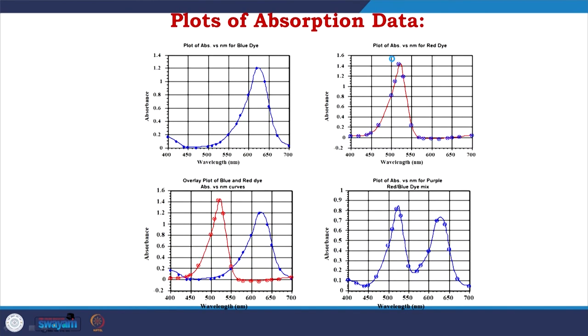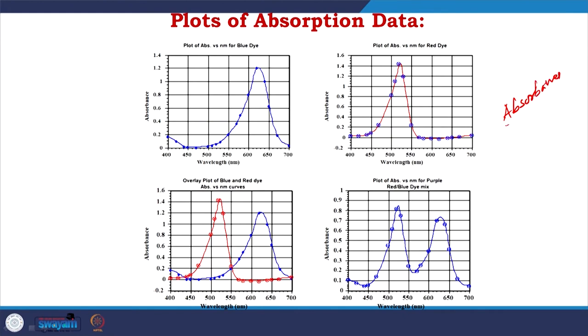Suppose this is a plot of absorption data. You have a plot of the blue dye and a plot of the red dye. Now, you overlay the plots and you have the plot of absorption versus nanometer of the red and blue dye mix. In that way you could characterize them and know the concentration. That is where it is very commonly used, because with any spectrophotometer you could calculate the absorbance. For any unknown sample you are working on, you make the solution and you could get the concentration of the unknown sample.